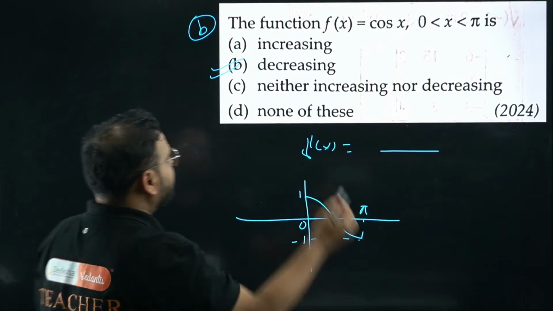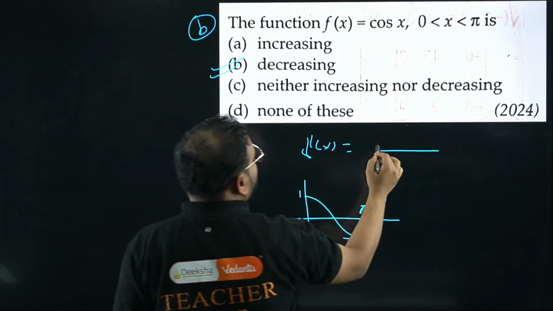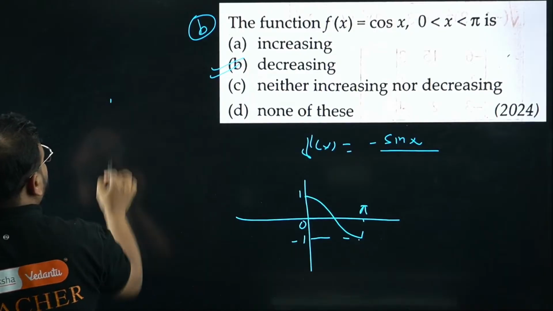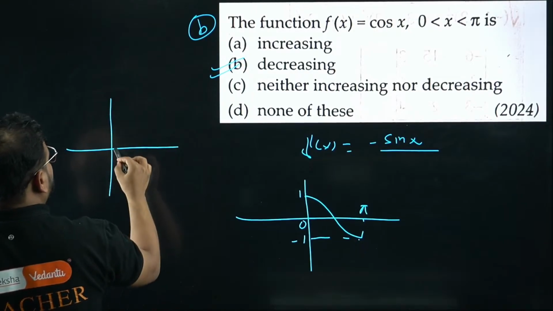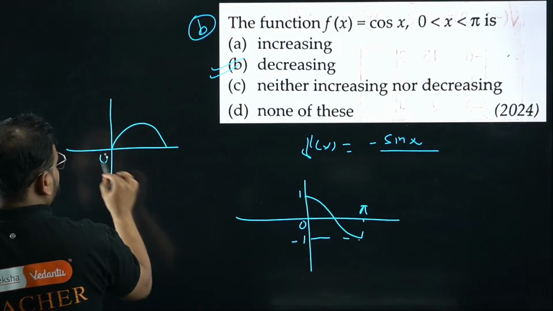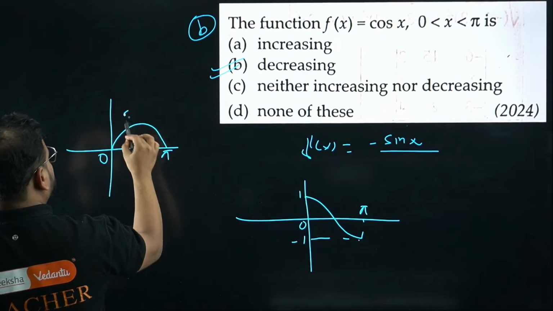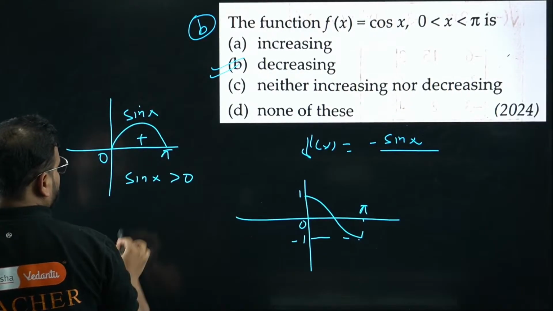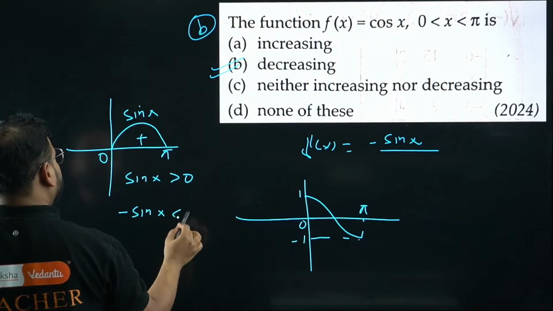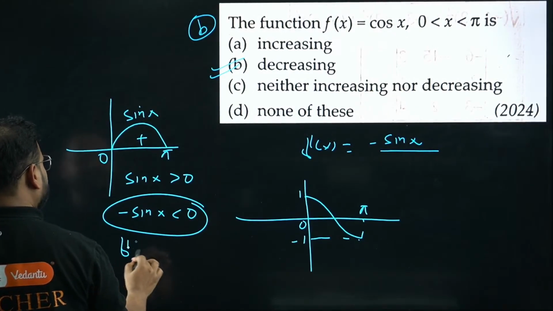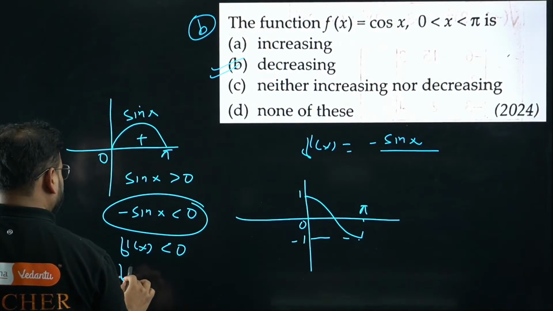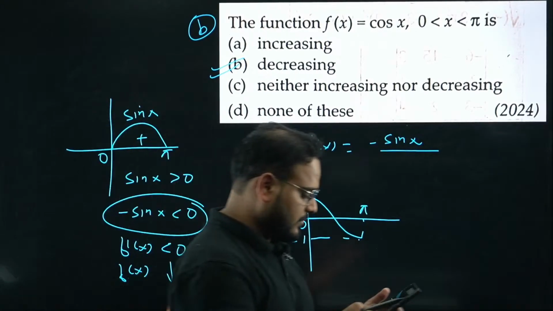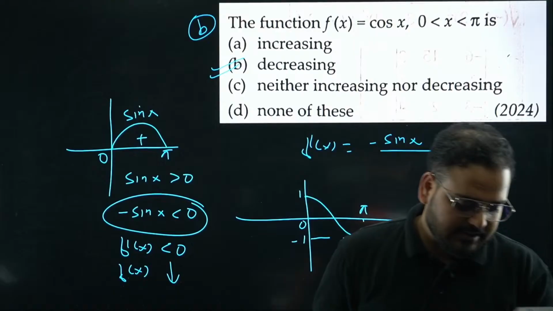If you want, you can find it like this also. F dash will be equal to minus sine x. Check the sine function from 0 to pi. This is 0, this is pi, this is the sine function, sine x. Sine x is positive in 0 to pi, but minus sine x will become what? Negative. It means the derivative is negative, so f(x) will be decreasing. Very easy question.